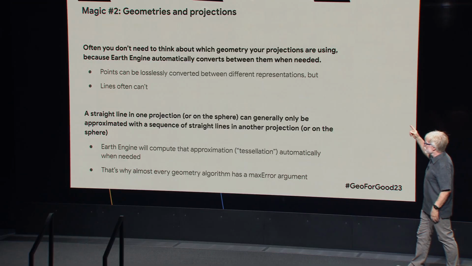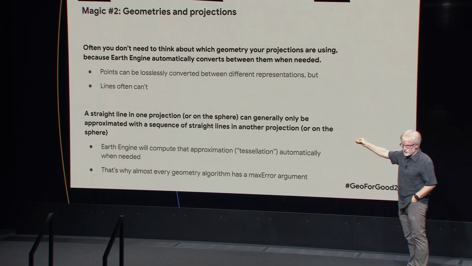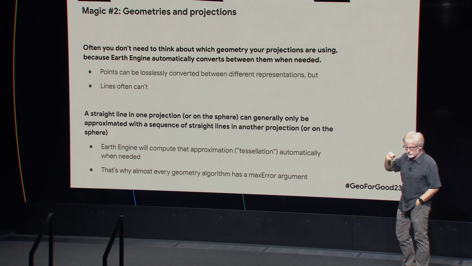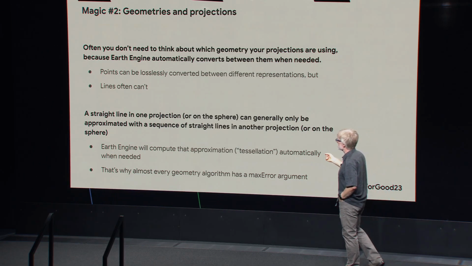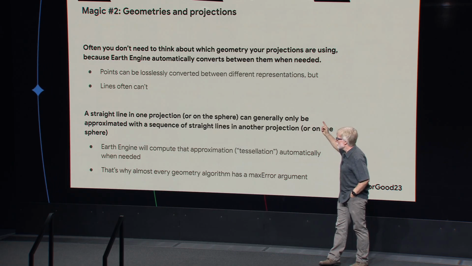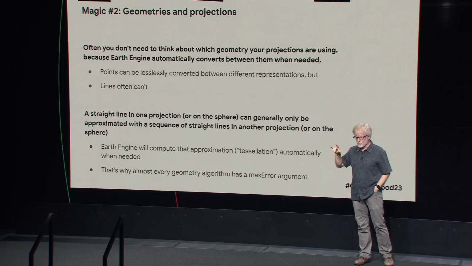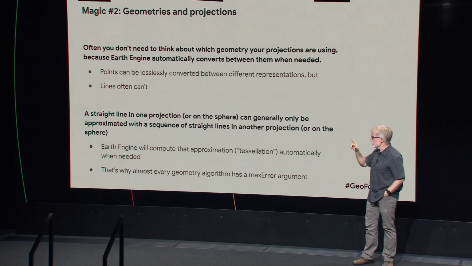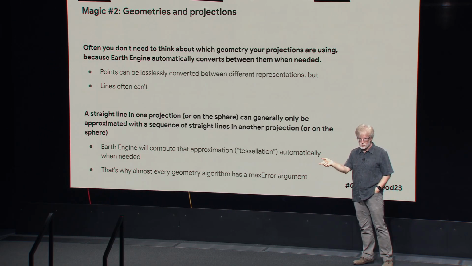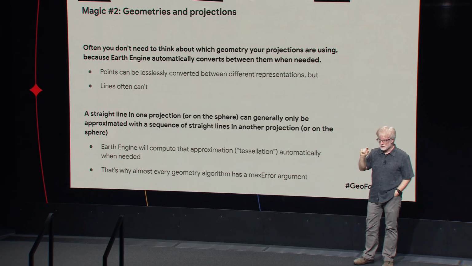The catch is that converting points from one projection to another, or to and from spherical coordinates, is usually lossless, but converting lines isn't. The only way to convert a line from one projection or representation to another is usually to represent it by a sequence of shorter lines that approximates the curve.